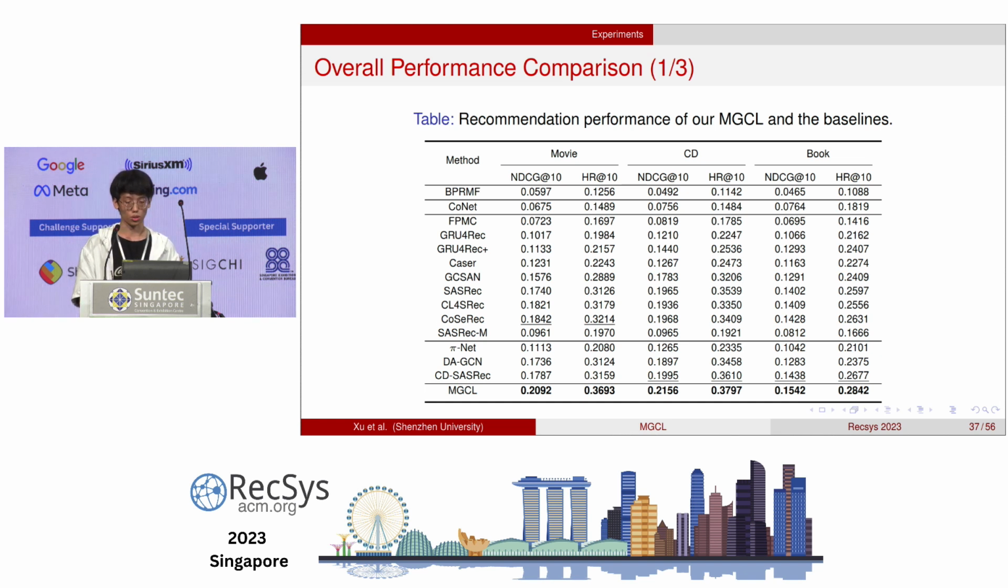The main result is shown in this table. We can observe that our proposed model outperforms all the baselines on all 3 datasets. And the CDSR methods outperformed most single-domain sequential recommendation methods, which indicates that the introduction of cross-domain information is often beneficial.